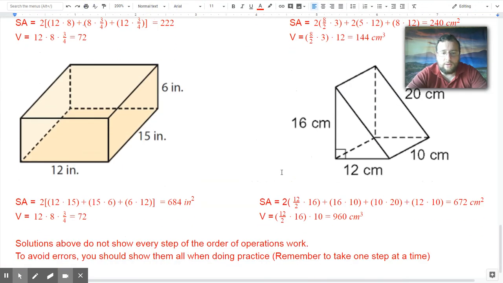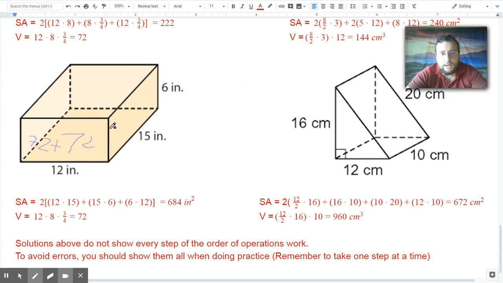Okay, so here's another set of them. And again, for the surface of the box, all you have to do for the surface area is figure out the area of each side. And then remember, there's pairings on the box. So this front side here, it should be 12 times 6, which is 72. But you got two 72s because you also have the one in the back side.